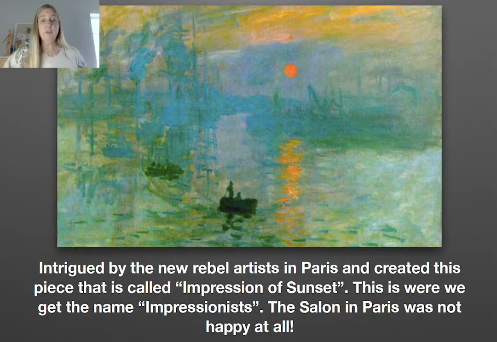The next painting I'm showing you is a sunset picture, and this one he called Impression of Sunset. This was the first of his paintings to be named something about an impression, and this is where they get the name Impressionist. The artists in his group who were rebelling against the Salon in Paris were called Impressionists, and he was one of the first.